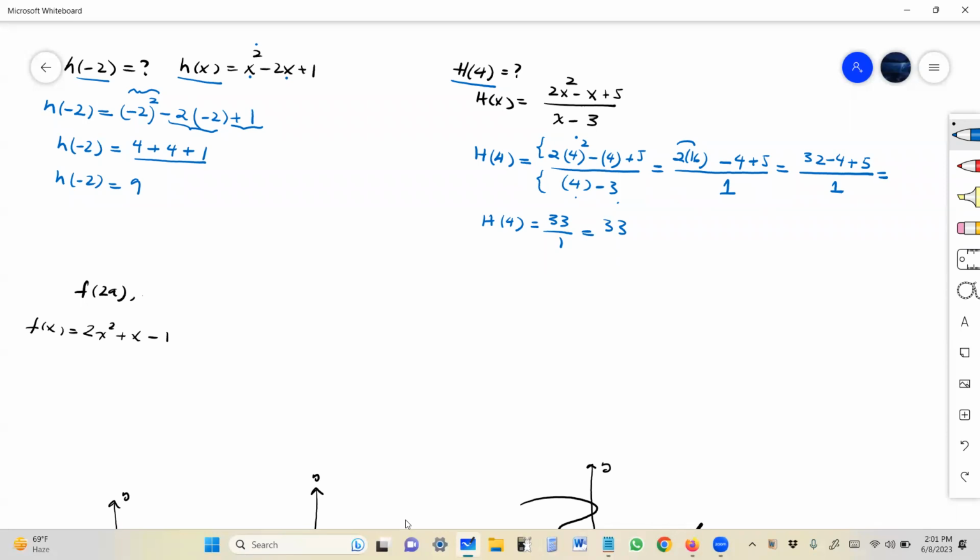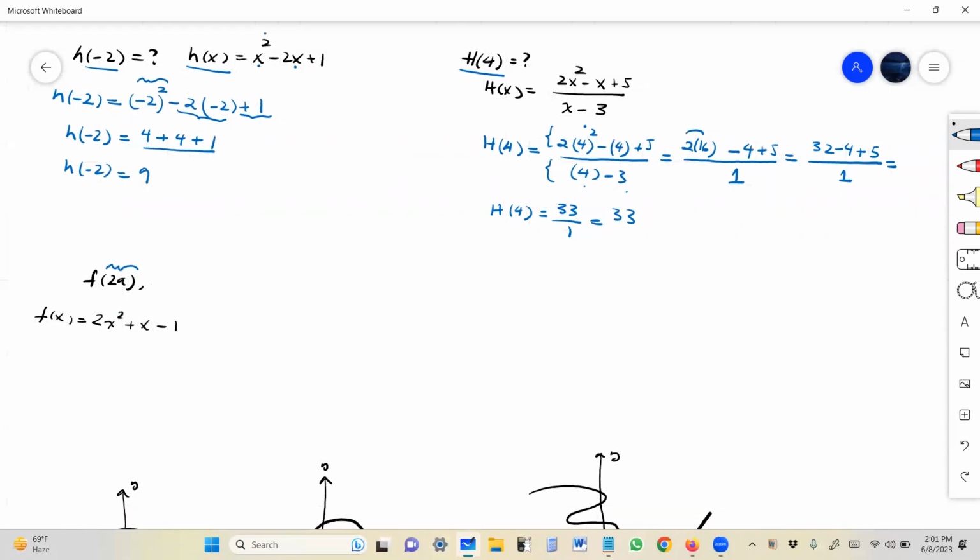And the last one is a little bit of a different kind of evaluation where instead of evaluating at a single number, I am going to evaluate at 2 times A. The procedure is exactly the same. And we are going to replace X with 2A plus 2A minus 1.